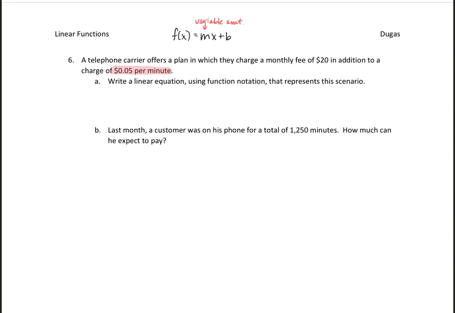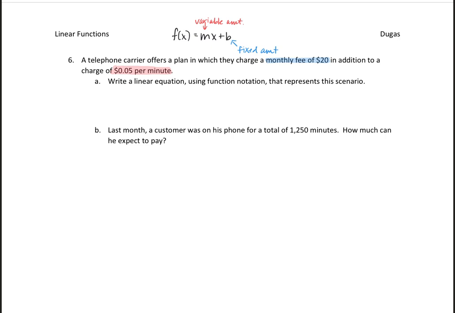B is just by itself. It's not multiplied by a variable. So this is your fixed cost or your fixed amount. So it's the fee that everyone pays. So this is a monthly fee of $20. So it doesn't matter if you never use your phone or if you use your phone every minute of every day. Everyone pays the $20. So that's the fixed amount. So that's going to go in for B.